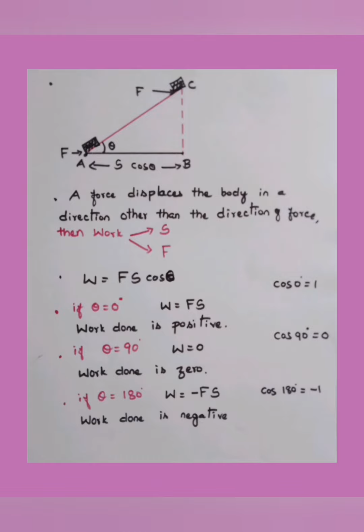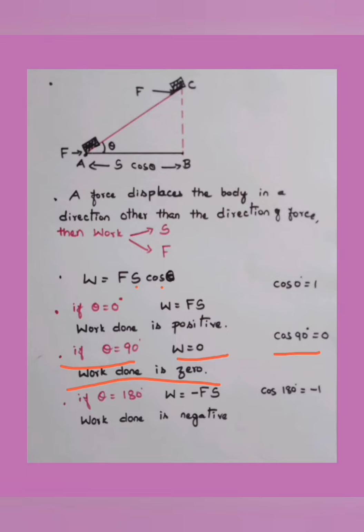Next, if theta is equal to 90 degrees, then cos 90 is equal to 0. So work done is equal to 0. When you multiply 0 into F into S, you get 0. So work done is 0. If theta is 90 degrees, work done is 0. We can give an example for this, theta equal to 90 degrees.